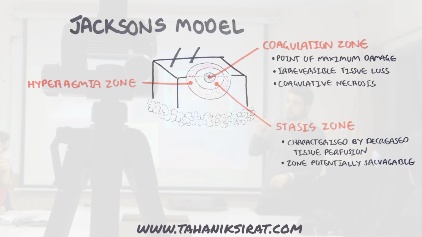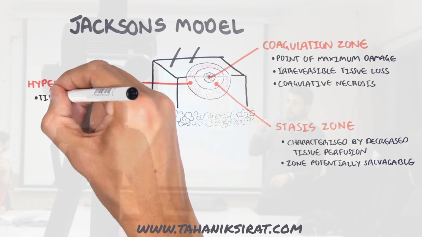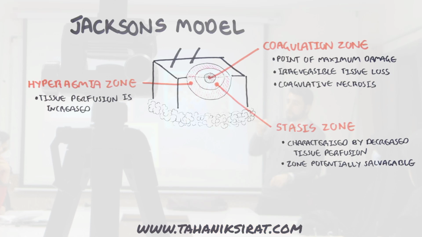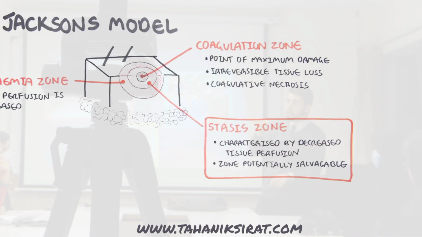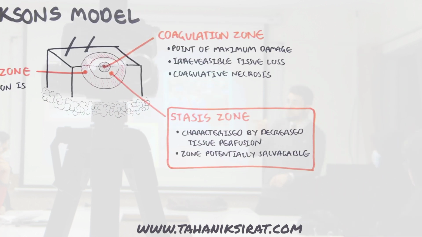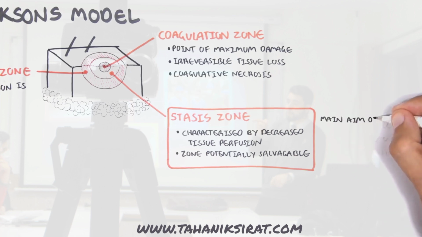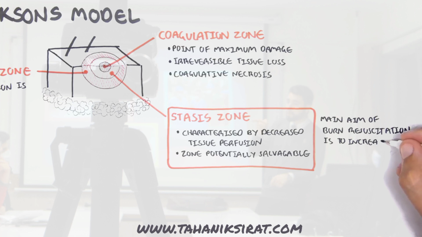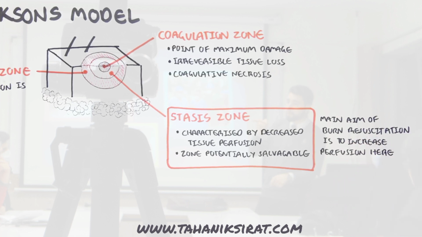At the very outside is the zone of hyperemia. In this outermost zone, tissue perfusion is increased. The tissue here is invariably recovered unless there is severe sepsis or prolonged hypoperfusion. Again, the stasis zone is characterized by ischemia and may progress to full necrosis unless the ischemia is reversed. Therefore, the main aim of burns resuscitation is to increase tissue perfusion here and prevent any damage becoming irreversible. So that is a general pathophysiology or mechanism of disease concept of burns.